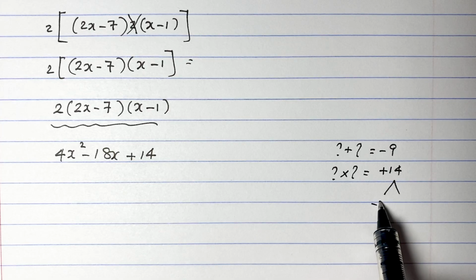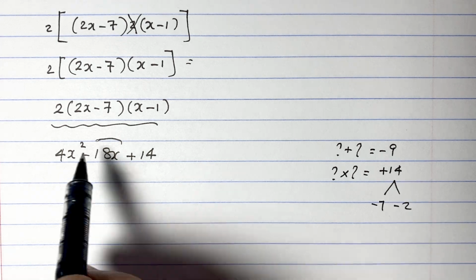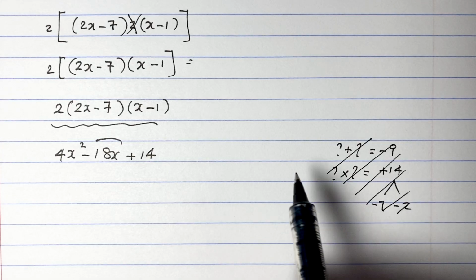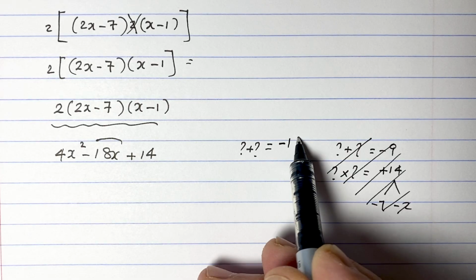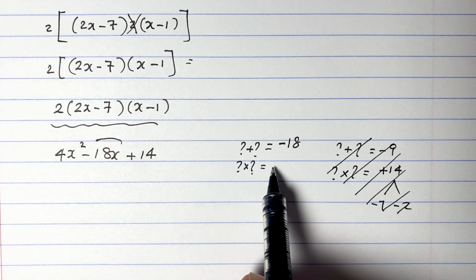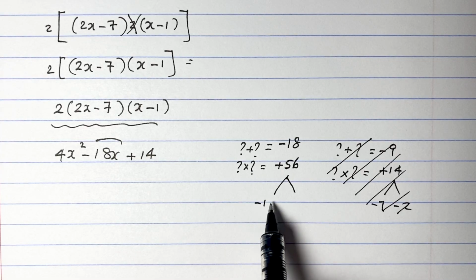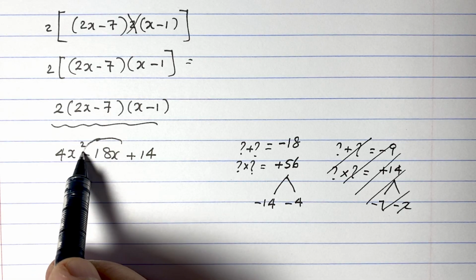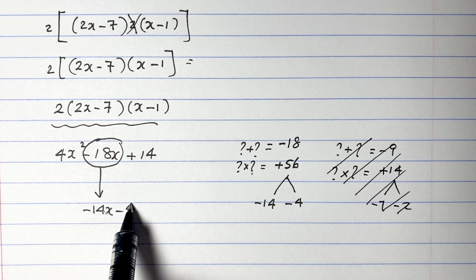Here, the same two numbers are minus 7, minus 2. No, the clue has changed. I'm sorry here. I used the previous clue. So we have question mark plus question mark equals minus 18. And question mark times question mark equals 4 times plus 14 is plus 56. That is minus 14 and minus 4. So minus 18x split into minus 14x minus 4x.